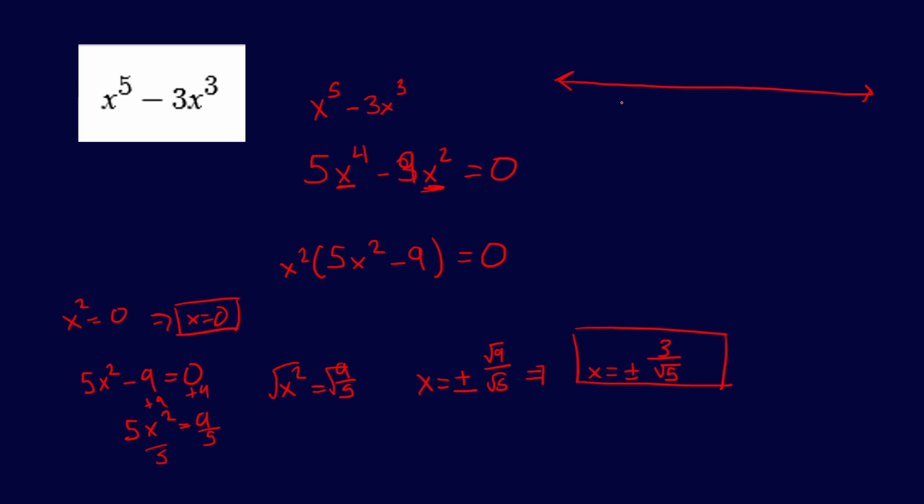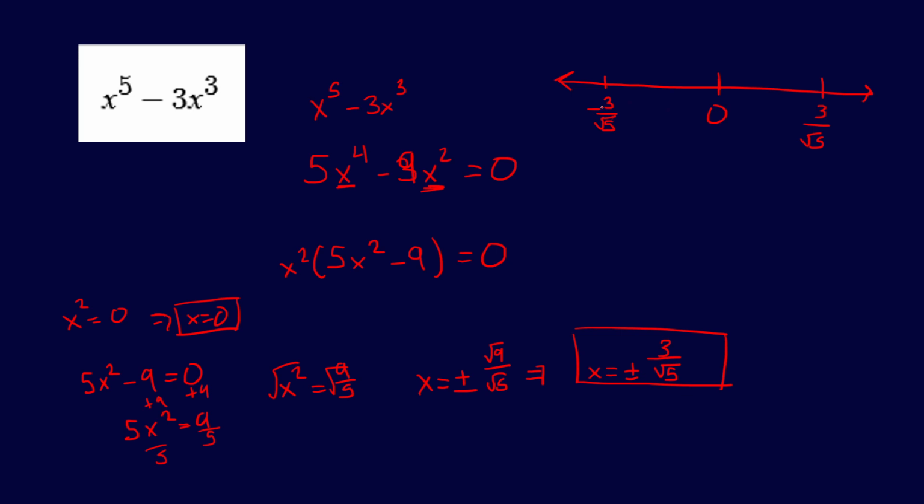So we have 0, then we have 3 radical 5. All right, this one's going to take a while, and you'll see why. And then we have negative 3 radical 5. So remember, we have to check in between. We have to see if it's going up, down, what's going on. So let's choose a number between these.